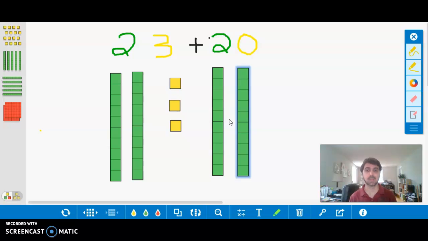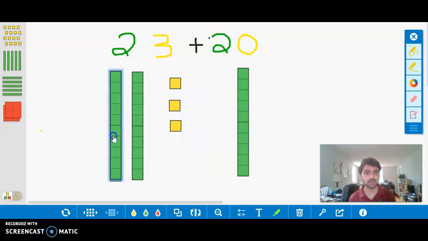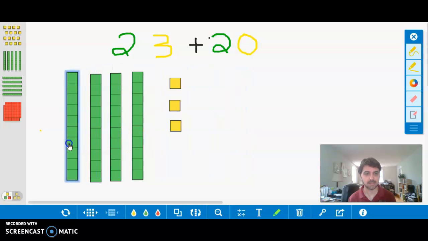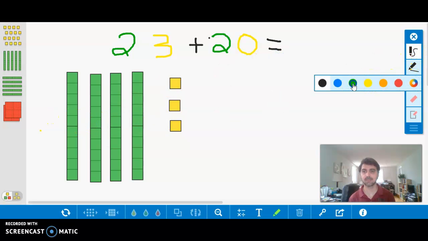All right, let's look. So let's add our 2 10s over here. And let's see what we ended up with. So we're going to say 23 plus 20 equals, see, now we have 4 10s. Oh, that's 40. We'll write down 40. And we still have 3 1s.